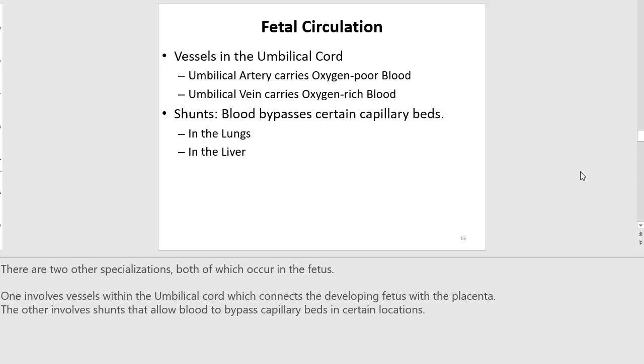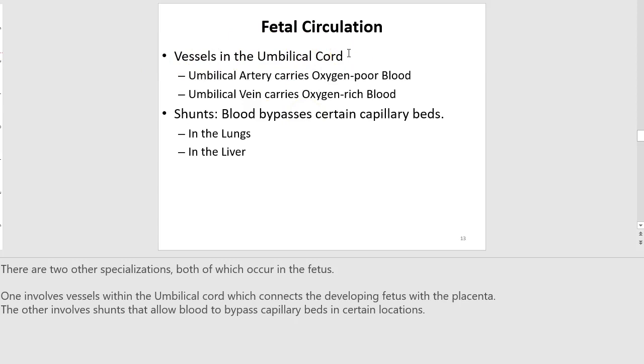Okay, our last specialized blood circuitry occurs in the fetus. Collectively, these features I'm going to show you are just called aspects of fetal circulation. We're going to look at 3 total specializations in fetal circulation. One has to do with the vessels in the umbilical cord, and the other 2 are shunts that allow blood to bypass certain organs. So first, let's deal with vessels in the umbilical cord.